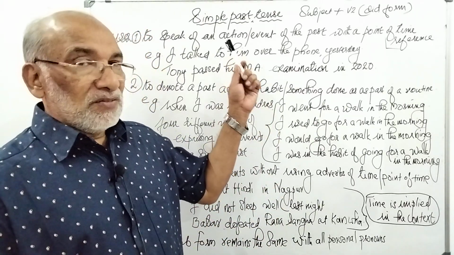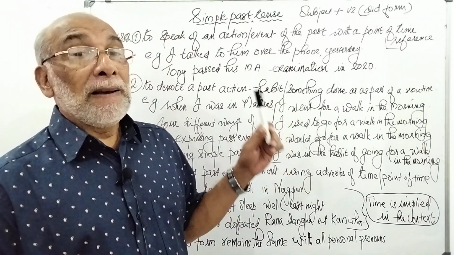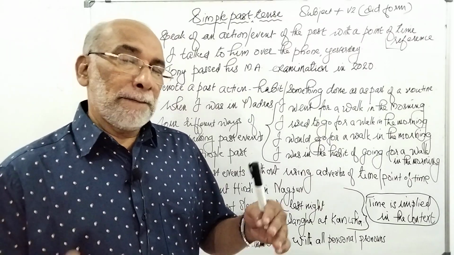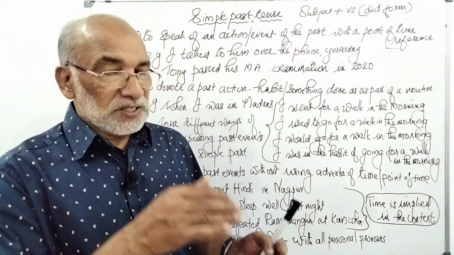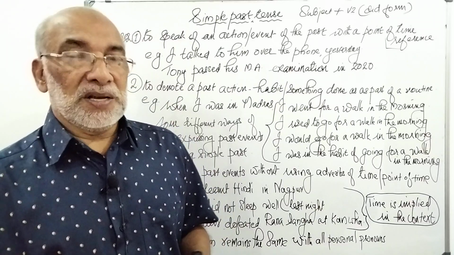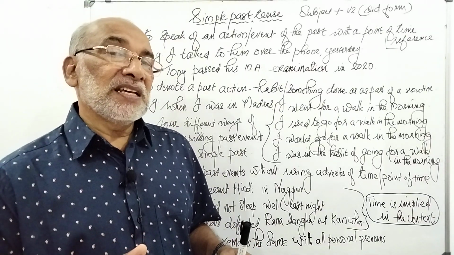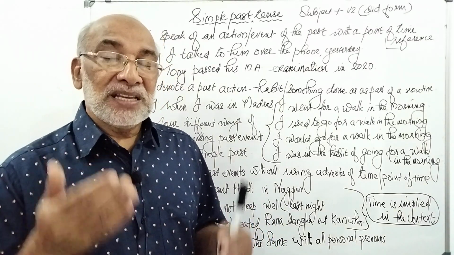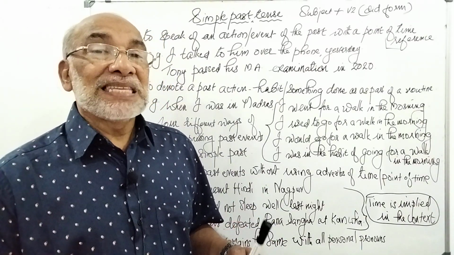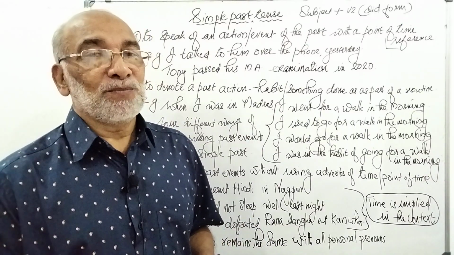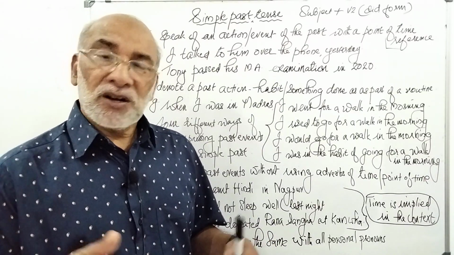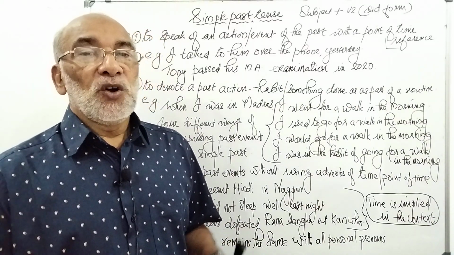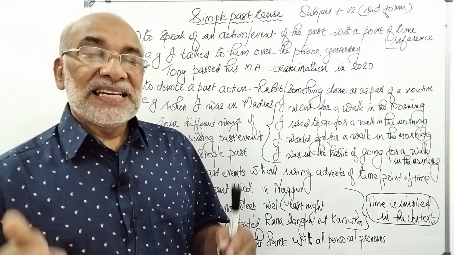Today, we will start with simple past tense. Before we begin with the discussion, let me have a comparison between simple present and simple past. In simple present tense, we do not know whether the action is complete or incomplete. We simply say that we do something. What about simple past? Here also, we do not know whether the action is complete or incomplete. We simply say that we did something.